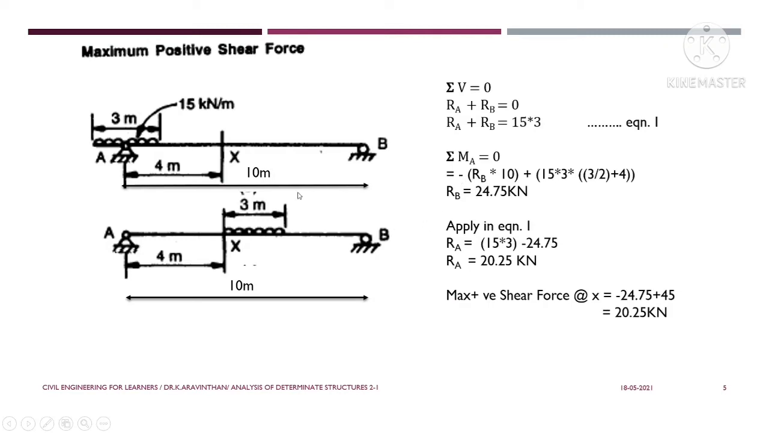And load into distance by 2. Load is 15 here and the distance is 3 here, and you have to find the distance from point A. So this distance will be 4 meter, which I have written here, and the centroid will be acting at 3 by 2, hence 3 by 2 plus 4. So this will be the distance of the load. If you want RB, you can take this outside, multiply and simplify, divided by 10. Now I will be getting RB as 24.75 kilonewton.